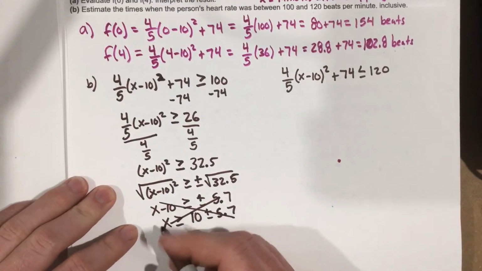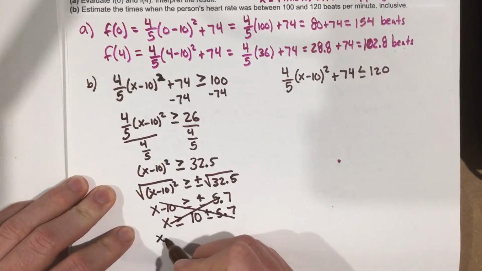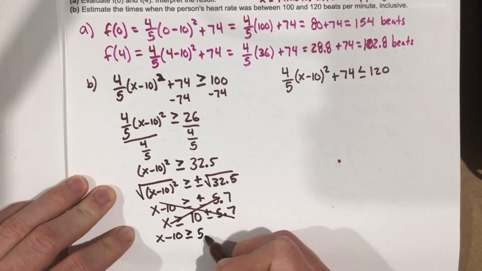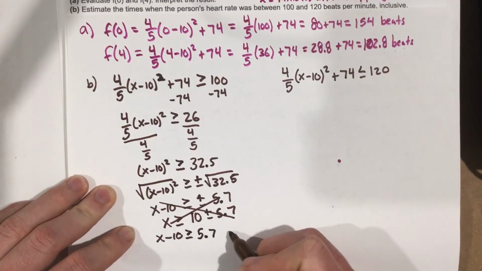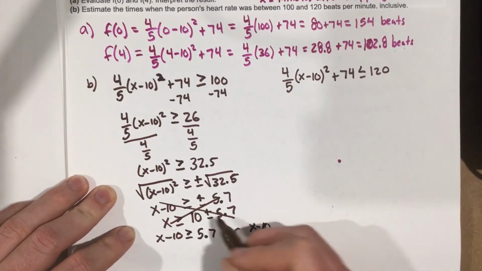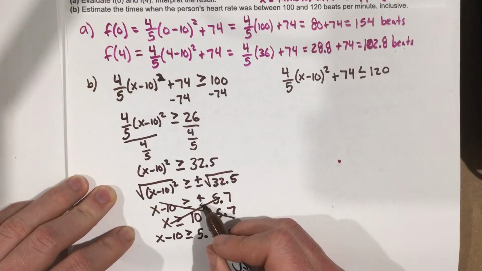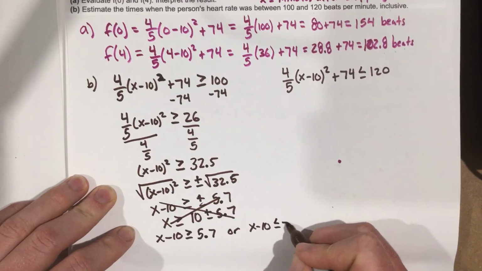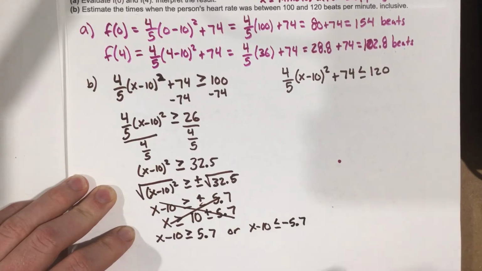Option 1 is x minus 10 greater than or equal to positive 5.7. Or x minus 10, because this is going to be a negative now, right? Because we're flipping the sign, we could be less than or equal to negative 5.7.